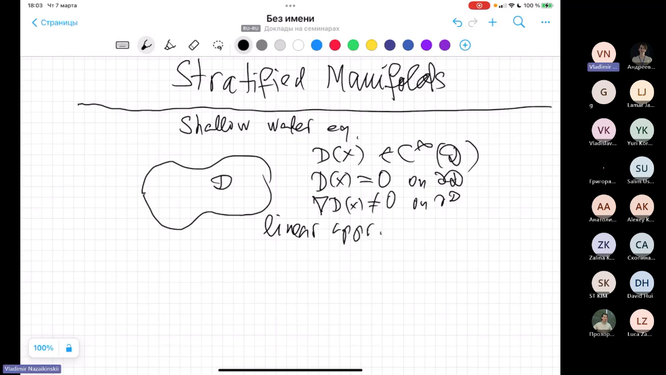In the linear approximation, the water waves in this basin can be described by the shallow water equations of this sort: minus d squared over dt squared plus nabla d of x nabla eta is 0, and some initial conditions.